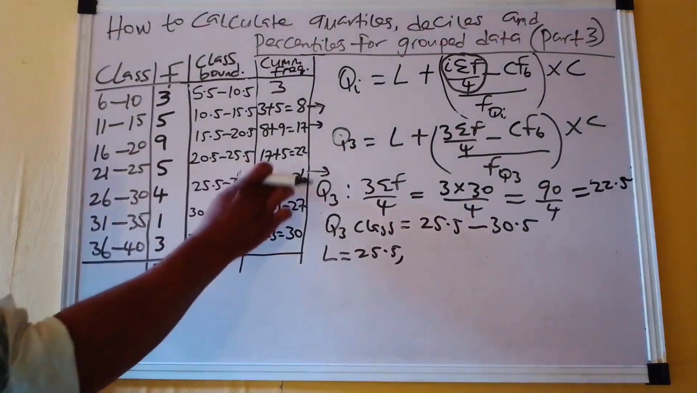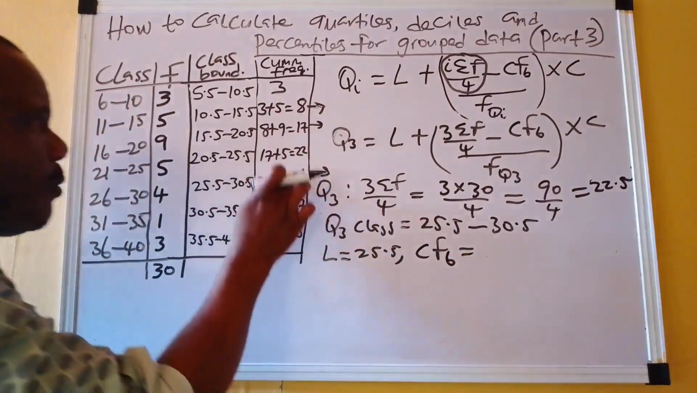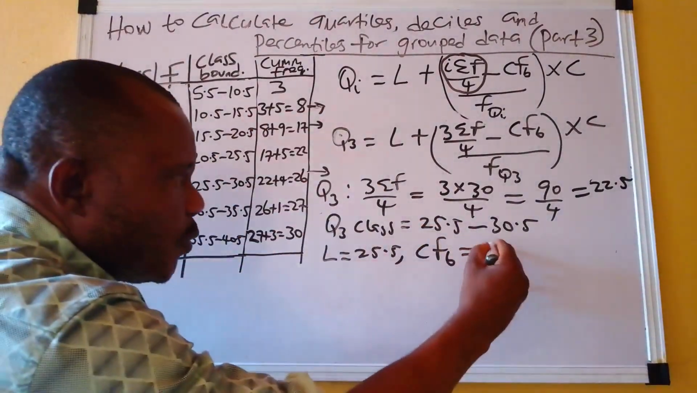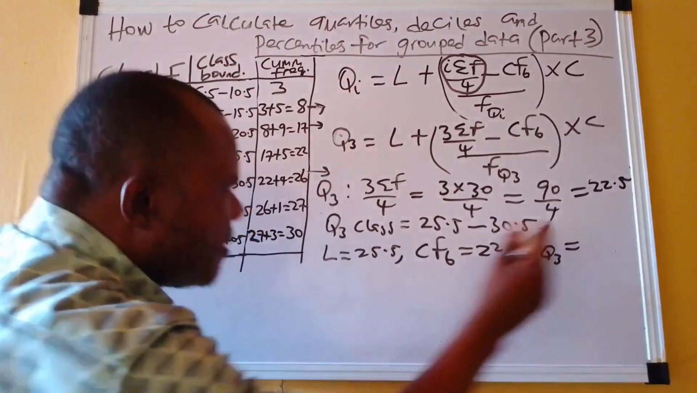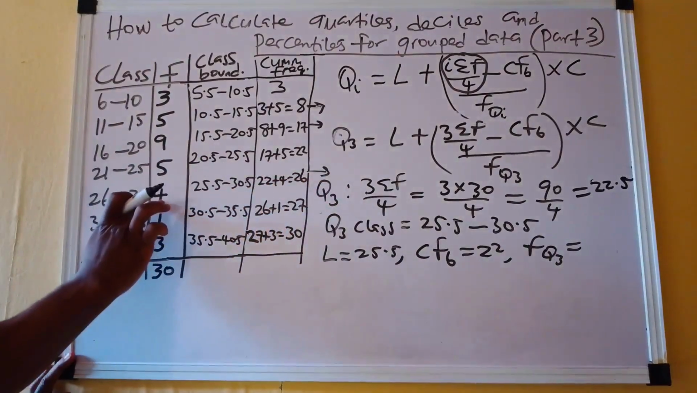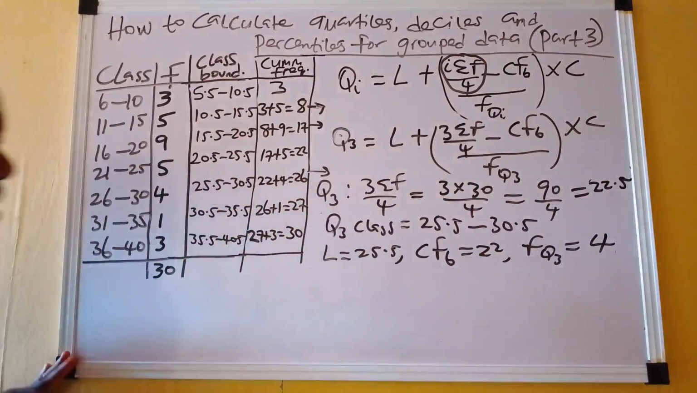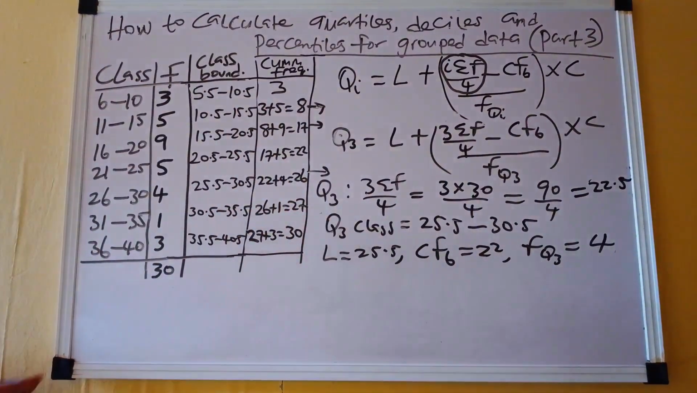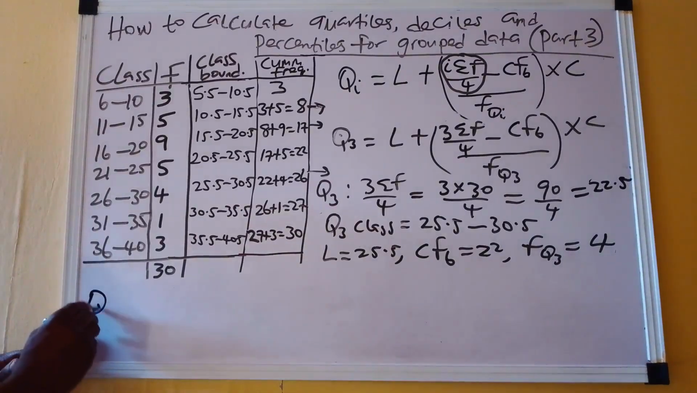Then our cumulative frequency before it, the one above it, is 22. Then the frequency of the Q3 class, the frequency of that class, is 4. So our frequency is now 4. So you can see that we have all that we need to calculate our Q3. So now let's go ahead and calculate it.